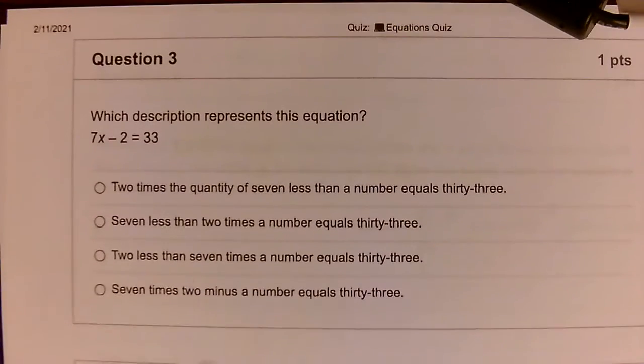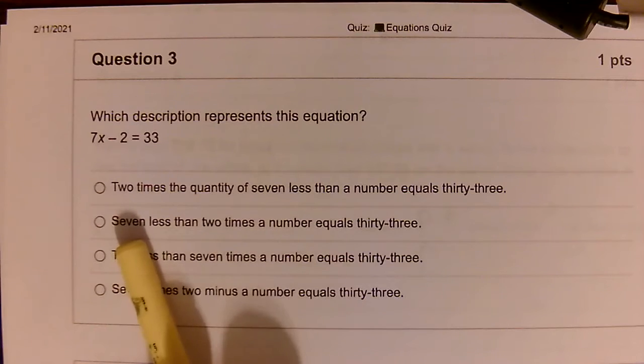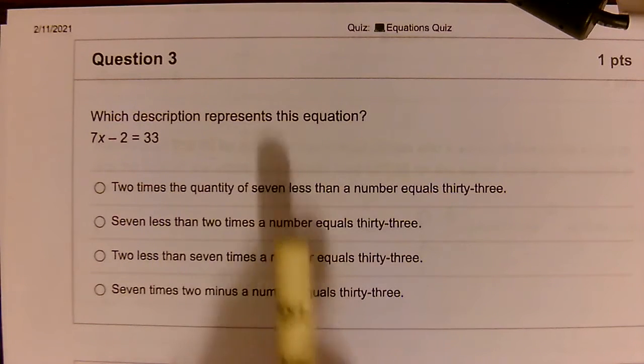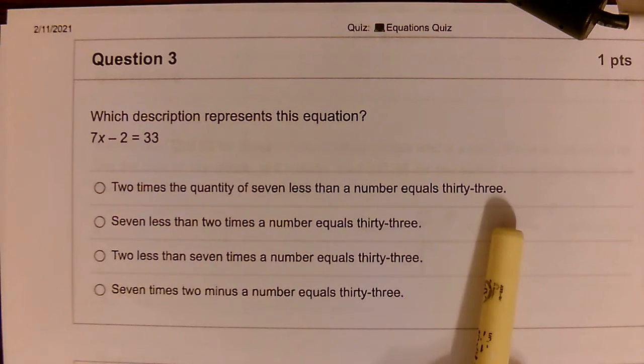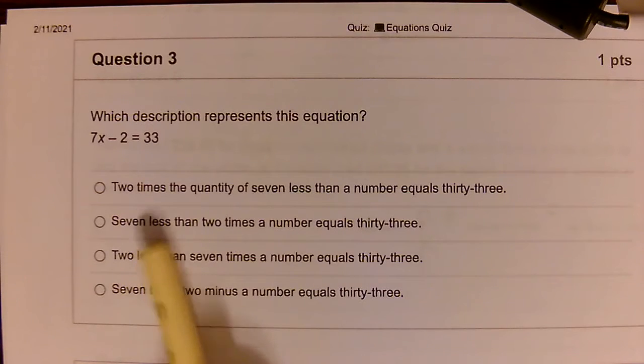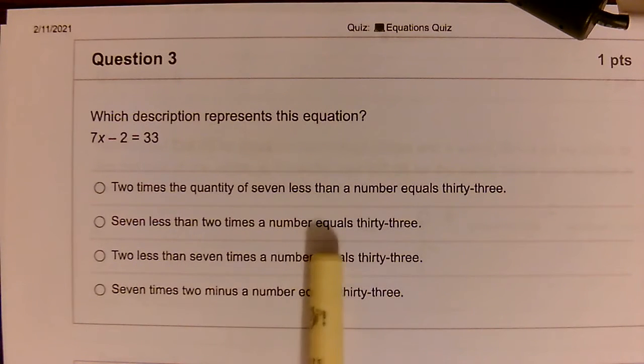Okay, which description represents this equation? All right, only one answer is correct on this. Is it the first choice? 2 times the quantity of 7 less than a number equals 33. Is it the second choice? 7 less than 2 times a number equals 33. Third choice, 2 less than 7 times a number equals 33. Or last choice, 7 times 2 minus a number equals 33.